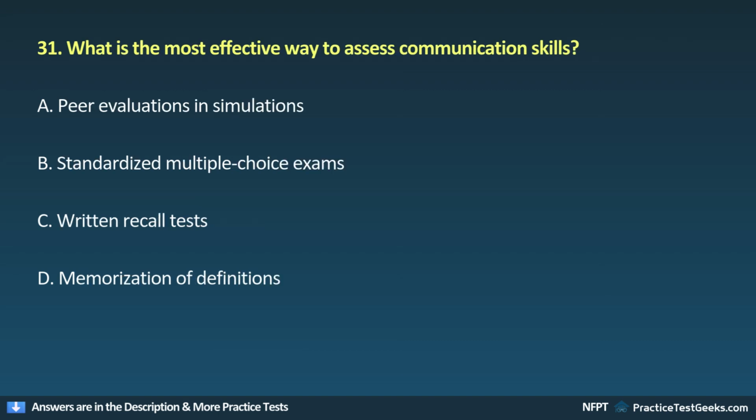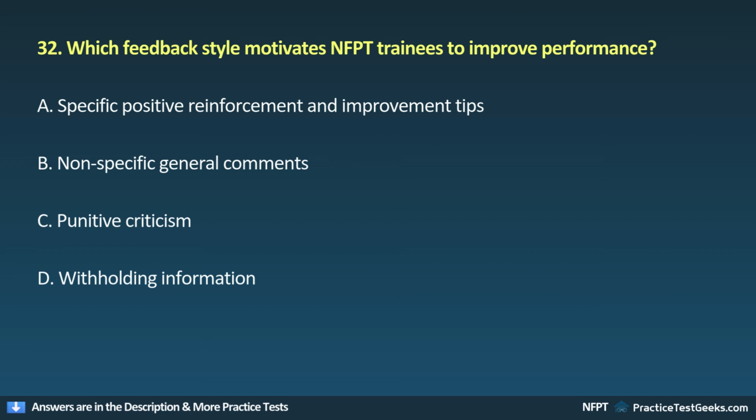31. What is the most effective way to assess communication skills? A. Peer evaluations and simulations. B. Standardized multiple choice exams. C. Written recall tests. D. Memorization of definitions.